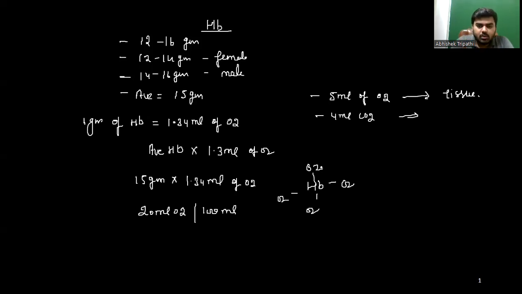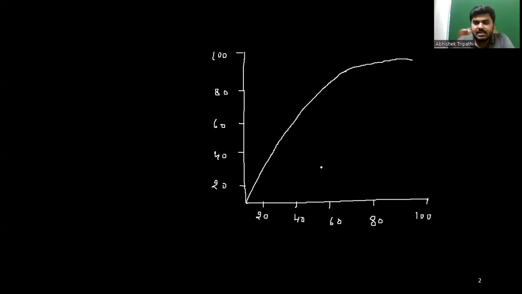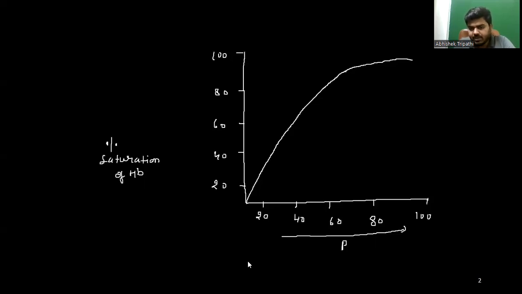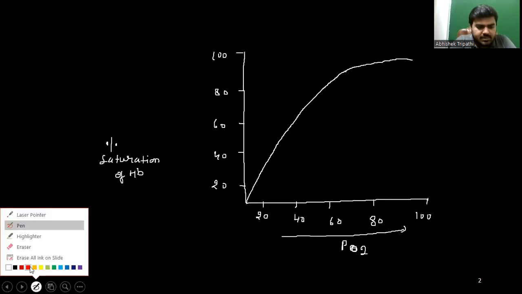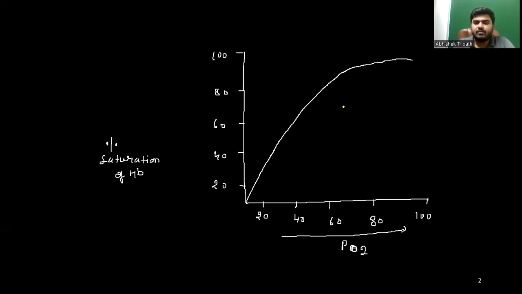Now, let's discuss the association and dissociation curve. This is the graph. Here we have the percentage saturation of hemoglobin, and here the partial pressure of oxygen. Everyone knows this graph, everyone knows this curve. This is called the sigmoid curve.